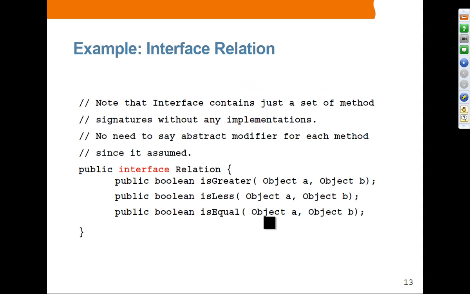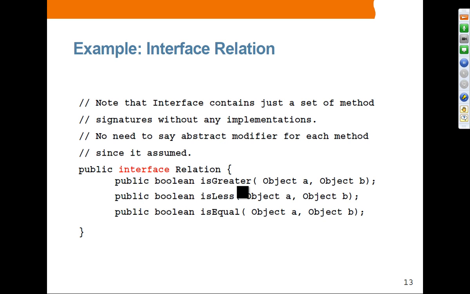This is an example of a Relation interface. You are going to say public, and then use the interface keyword. Then you give it a name, Relation. And then, as you can see, you are going to have a set of abstract methods. Here it has 3 abstract methods: isGreater, isLess, and isEqual. You can tell these are abstract methods because they don't have any code block.